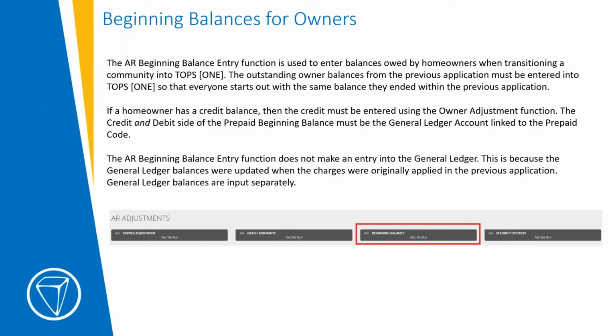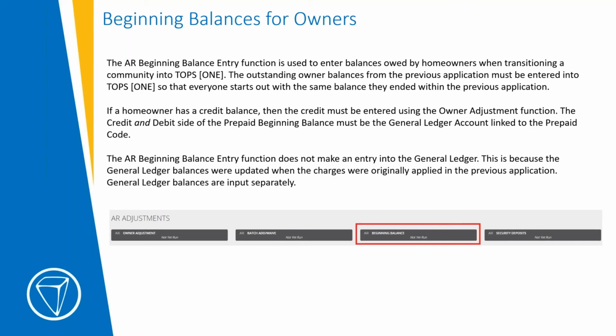Now, if a homeowner has a credit balance, the credit will be entered in the owner adjustment function, which is on the left-hand side, not in beginning balance, but owner adjustment for prepaids only. And when you enter that prepaid, the credit and debit side of the prepaid will be the same. Now, this, again, is something that's a little bit more in detail that I don't have to show you right now, but afterwards, if we have time, I will.